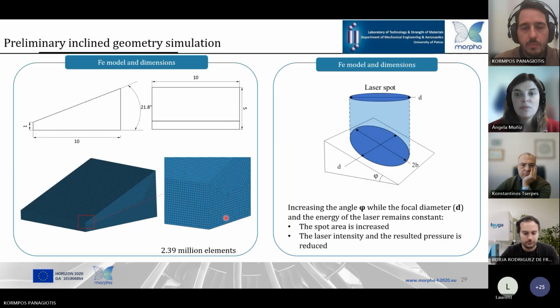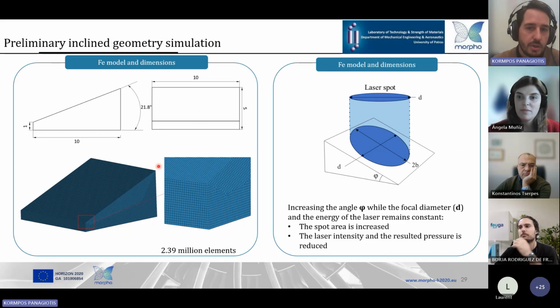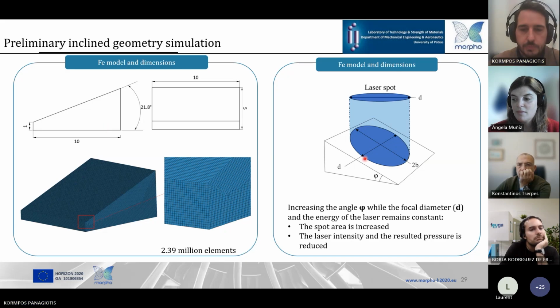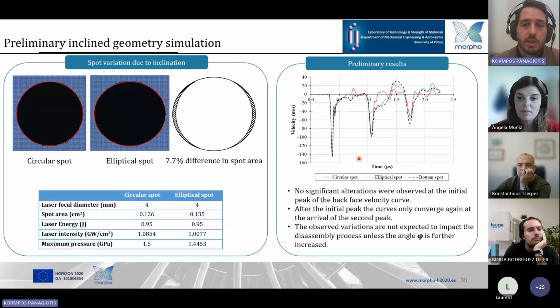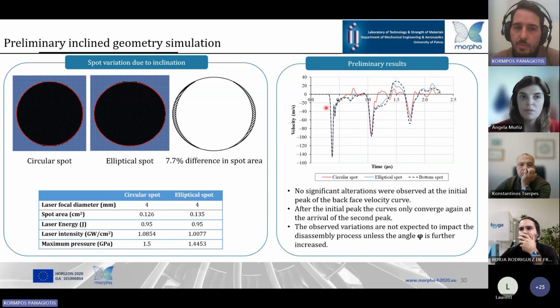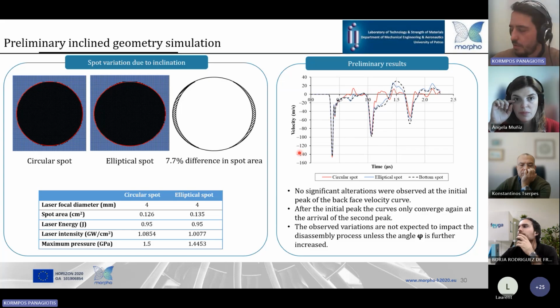earlier. The preliminary simulation of an inclined geometry was conducted to examine the effects of the spot geometry, alteration in the generation and propagation of shockwave. And the simulation specifically includes a circular spot where the beam remains parallel to the surface, an elliptical spot, and a second elliptical spot. Given the negligible differences in the backface velocity measurements, it is considered that no additional measures are necessary for the disassembly of the FOD panel.